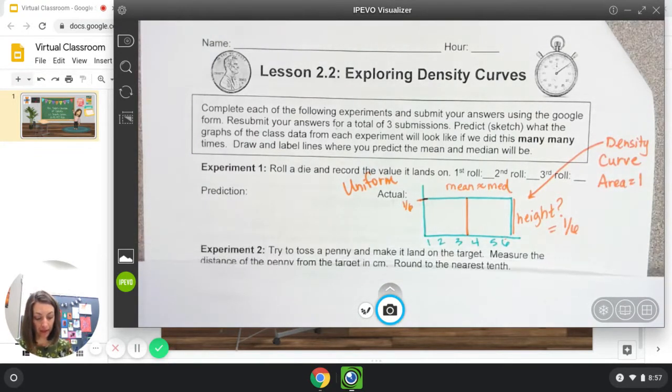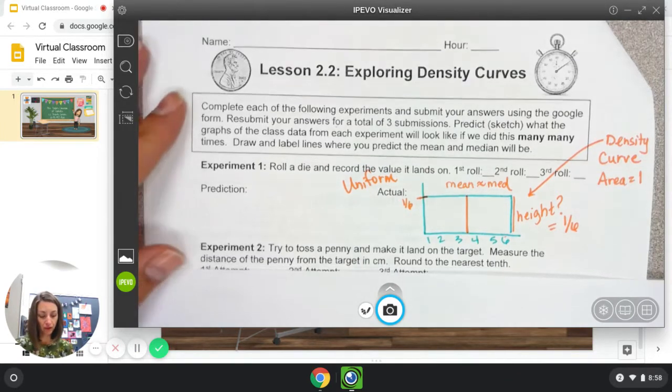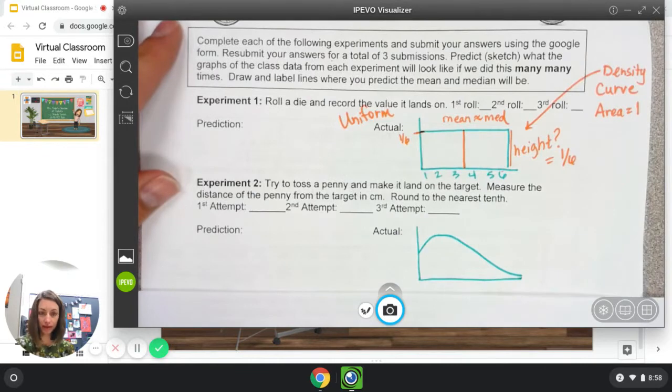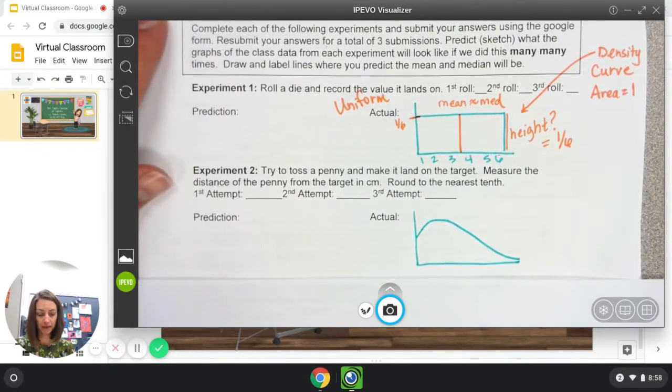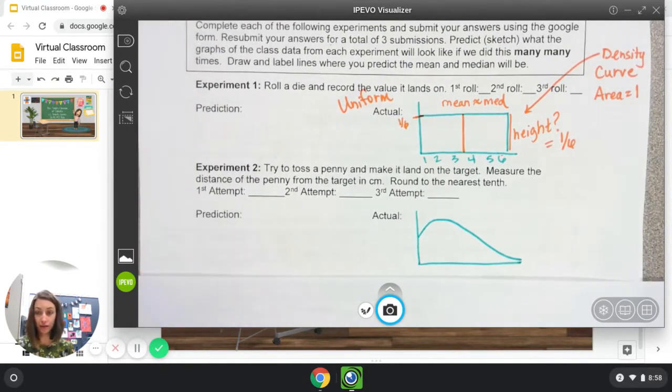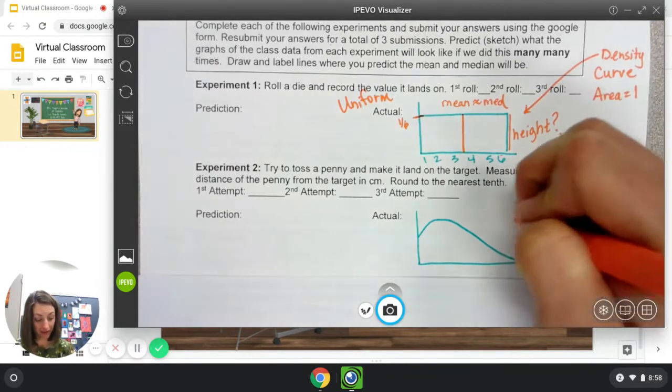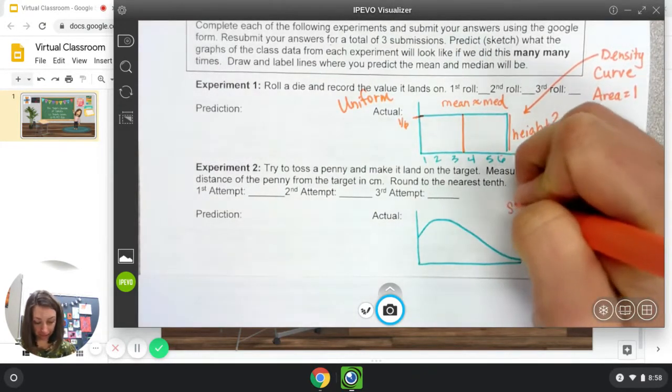The next experiment that we did is we tossed a penny, tried to make it land on our target. Some of you were probably really good and you got it really close to the target. Some of you might have had some values very far away. Would we have any values that are negative? We're measuring distance, so we wouldn't have any negative values. The lowest value you would have is 0 if you landed it directly on the target. So your graph is actually going to look something like this. And if we think back to our shapes that we discussed last chapter, this is skewed right because the tail is to the right.